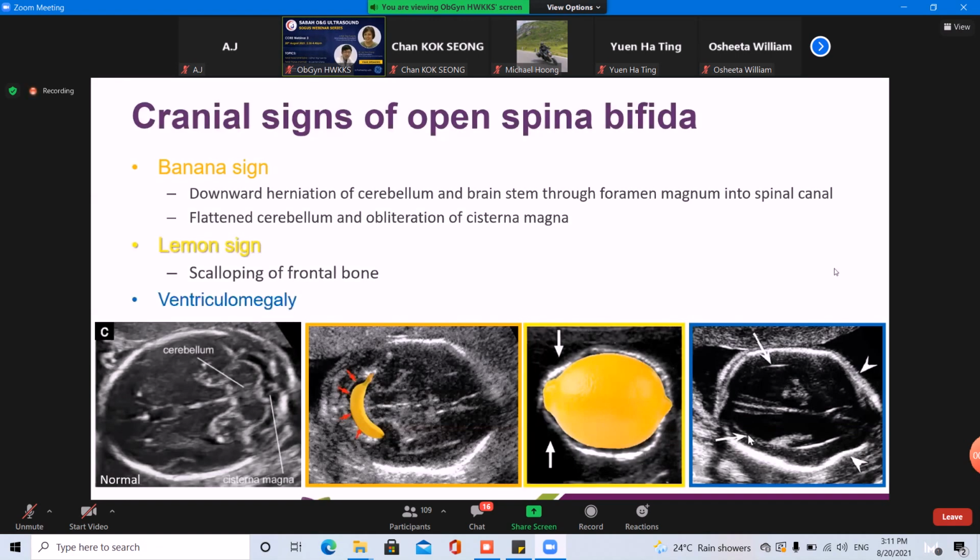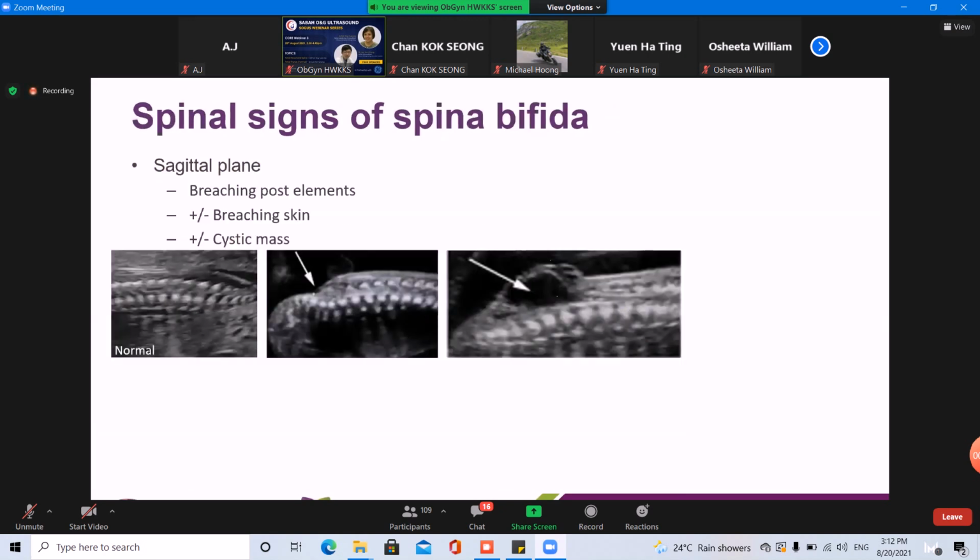And the third one is ventriculomegaly. When there is an open spina bifida, there will be leakage of CSF, and there will also be obstruction of CSF flow by the cerebellum and the brainstem, and therefore the ventricle will be dilated because there is obstruction to CSF flow. So when you look at the brain, when you see banana sign, lemon sign, ventriculomegaly, you have to go to the spine to search for open spina bifida.